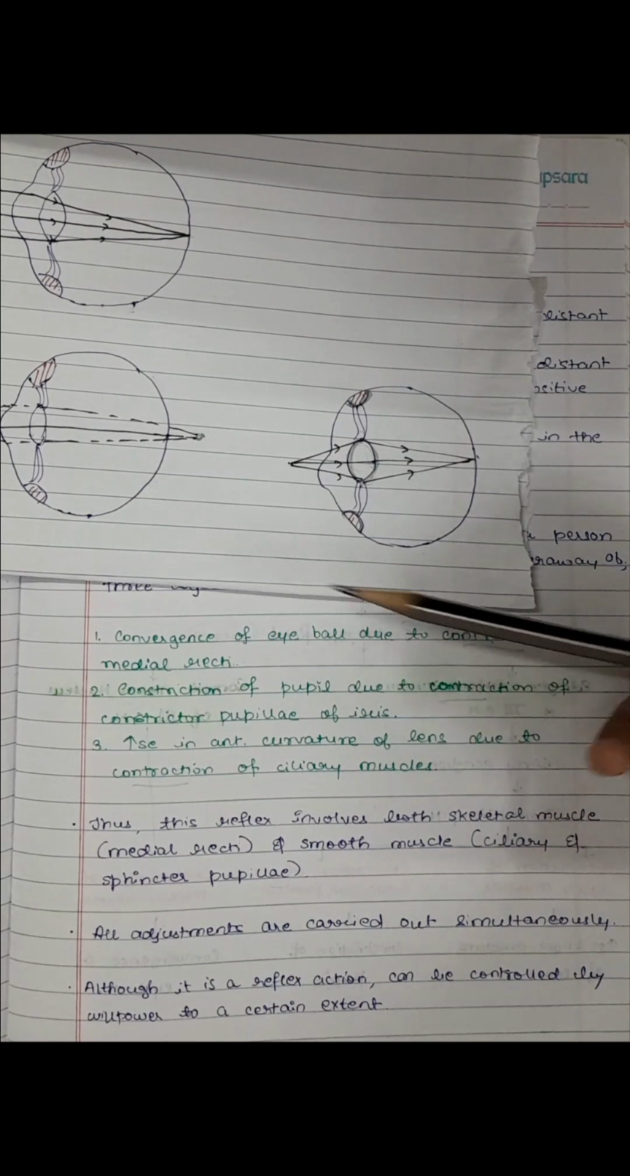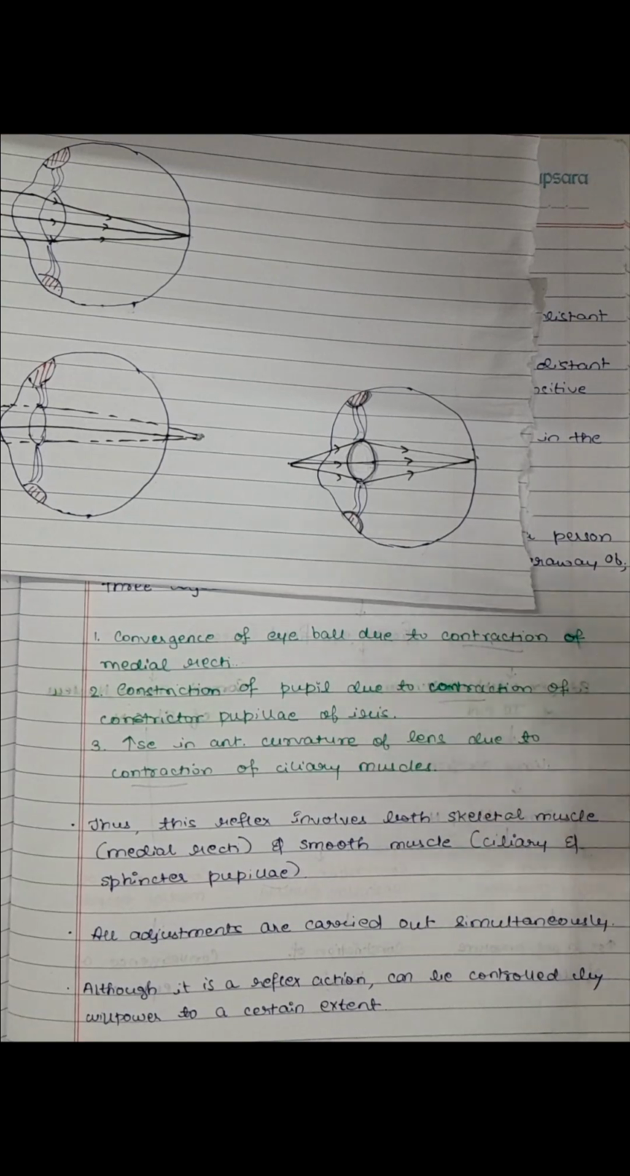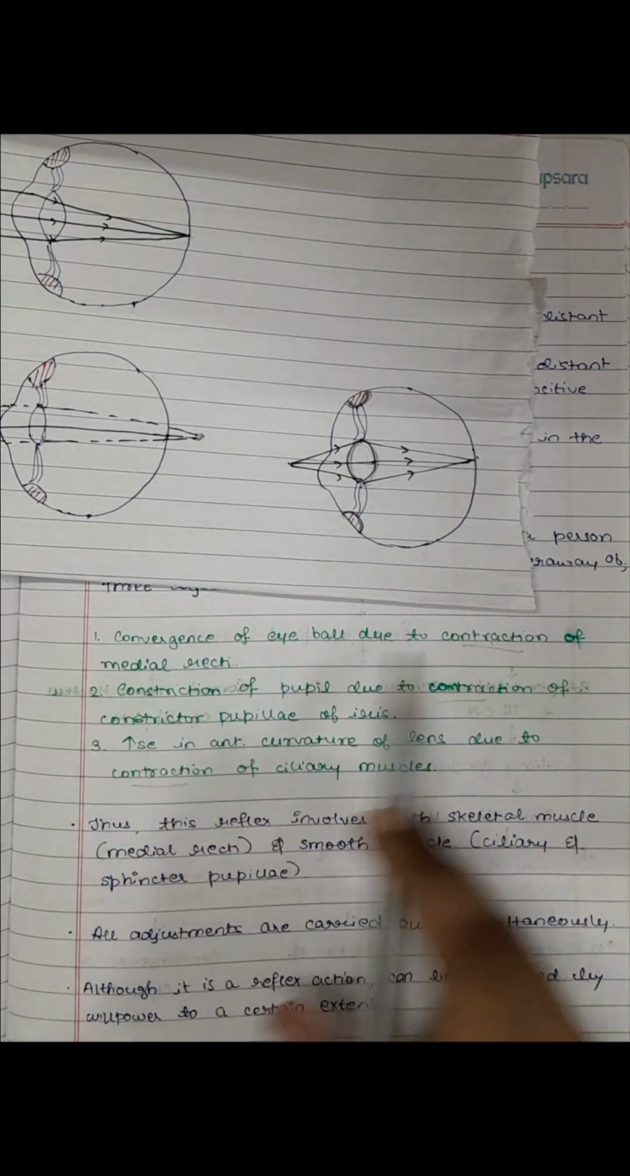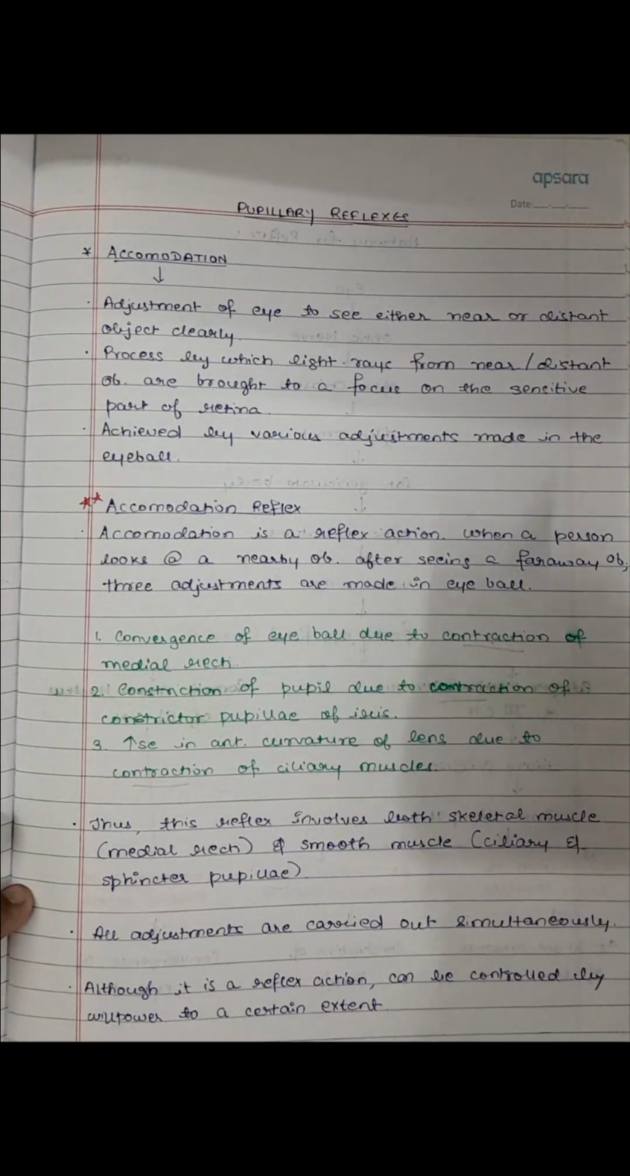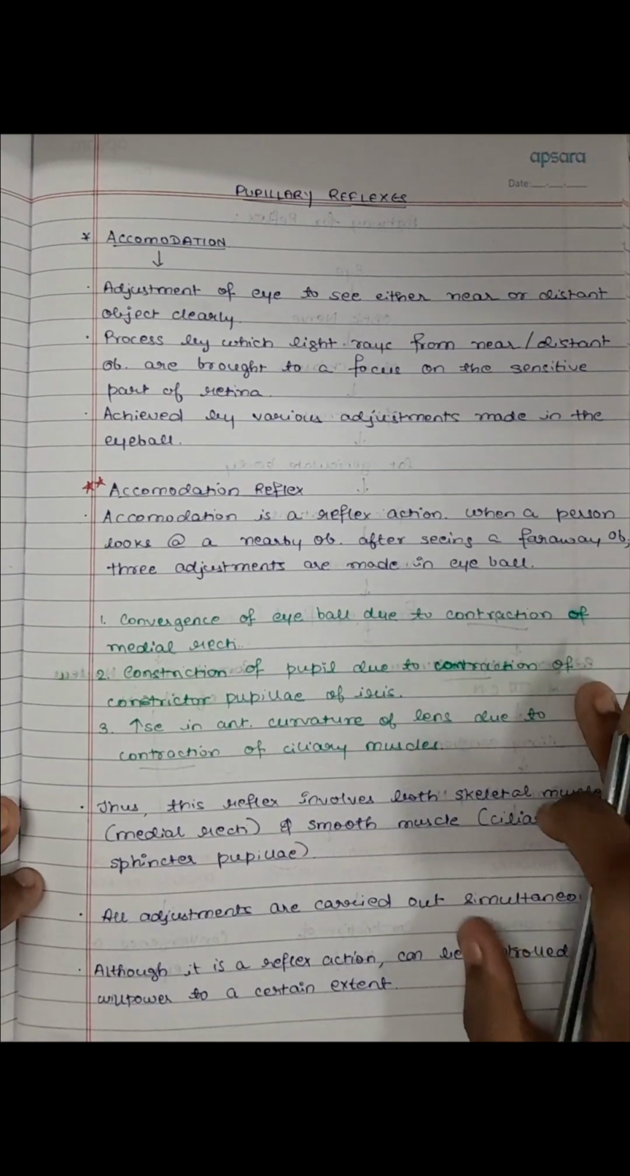For example, convergence of eyeball, constriction of pupil, increase in anterior curvature of lens. But the muscles that are working here will always contract, something that makes it easier for you to remember the stuff. So these are the 3 adjustments, very important main points.